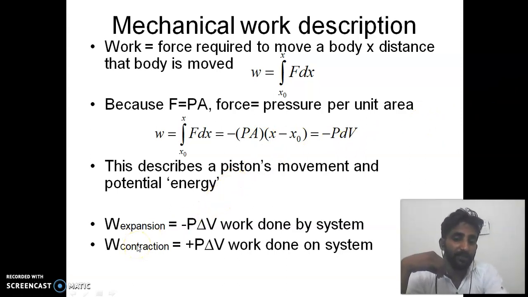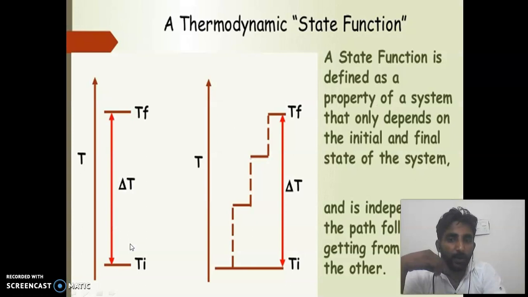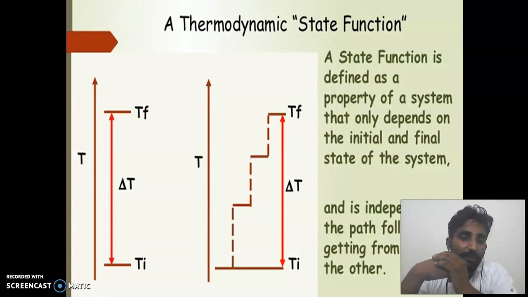When there is work of expansion, that means volume has been increased, then the work will be equal to minus P delta V, meaning work is negative, or work is done by the system. When there is contraction, it will be plus P delta V. We will use plus P delta V for the work done on the system, which is known as work done on the system.